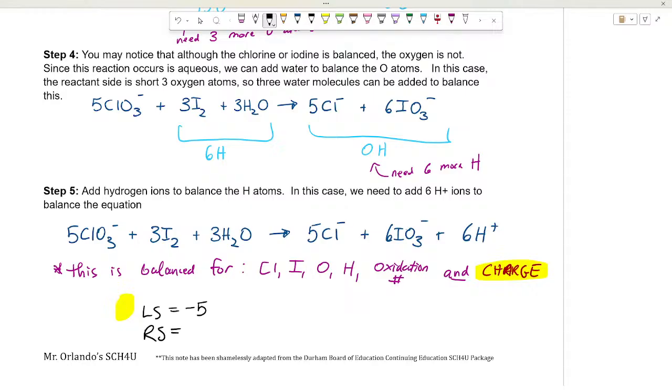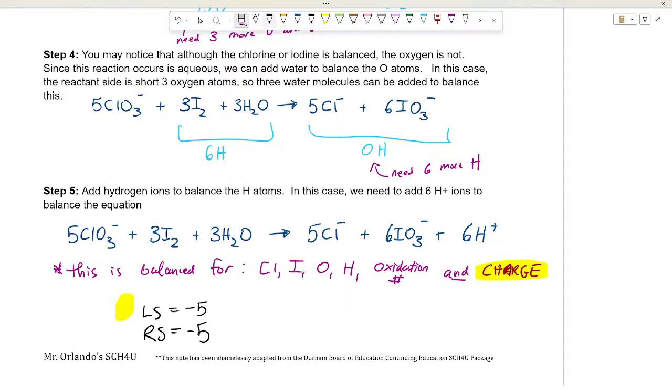And what about on the right? Here we have -5. What do we have here? Nope. -6 for a total of -11. And then we have +6, which brings us to -5. So the charge is also balanced. So everything that could be balanced is balanced.